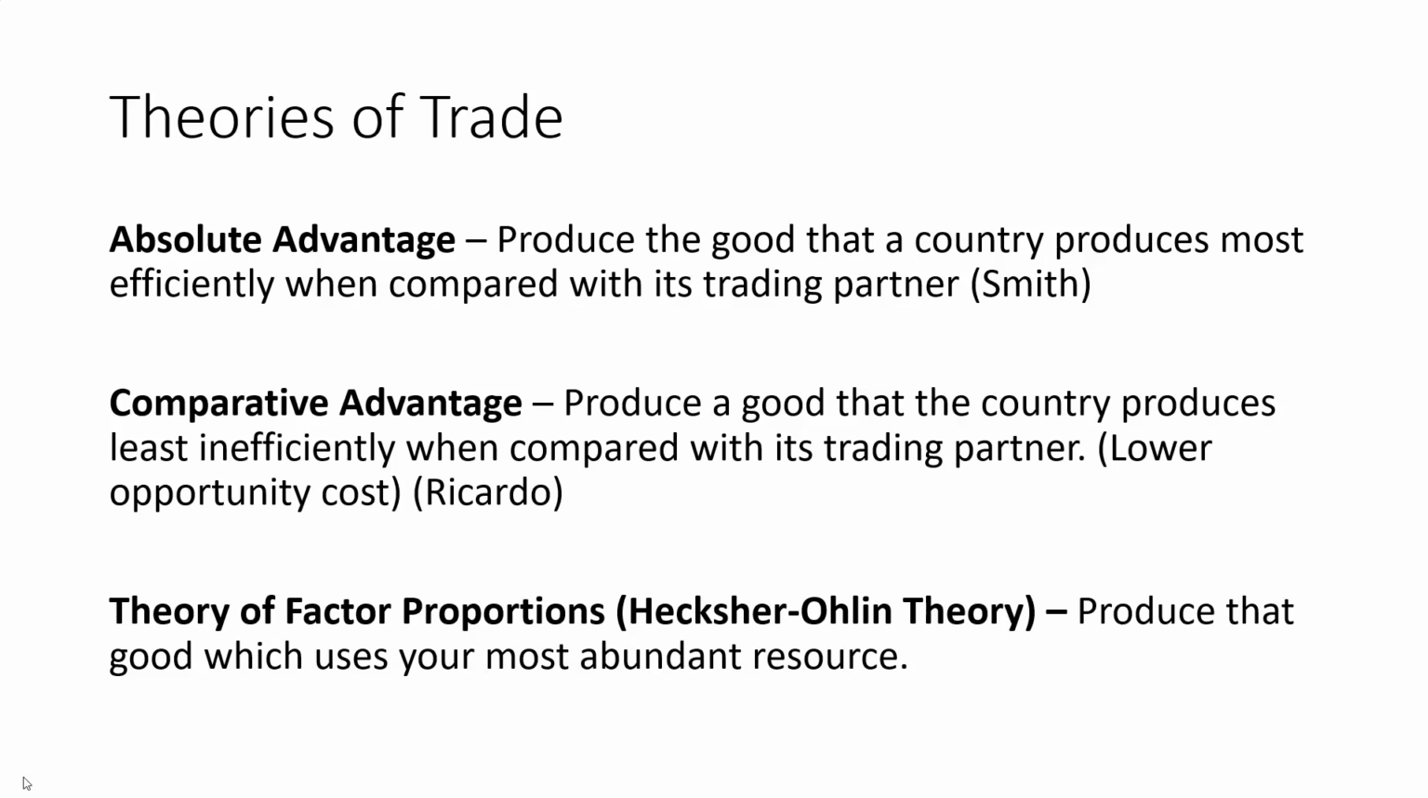Why does this make sense? Well, if you use the resource you have in most abundance, you can produce at the lowest cost possible. So your goods are going to be cheaper when they go into the market. So you're going to have more demand for your goods. It all kind of works out.